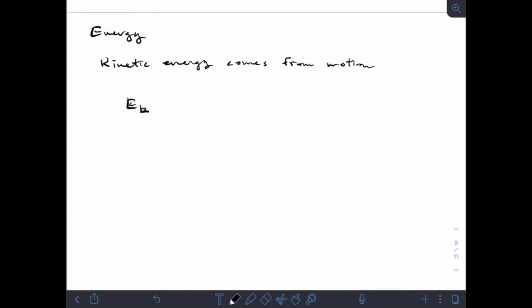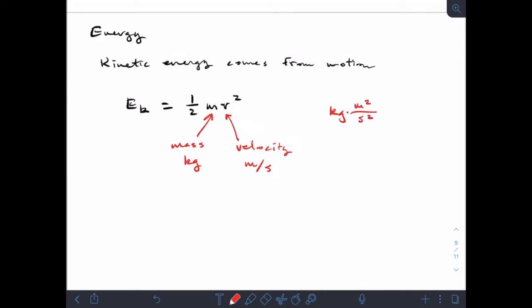So E_K, kinetic energy, is 1/2 mv squared. All right, pretty simple equation. M is mass in kilograms, and this stylized v is velocity in meters per second. Okay, so our units of energy will be kilograms times meters squared over seconds squared. Right? So pretty straightforward little equation. All you need is the mass and the velocity, and you can easily calculate the kinetic energy of an object.